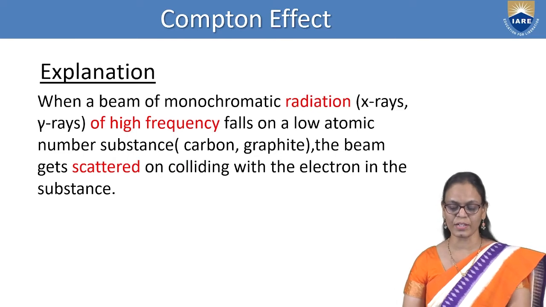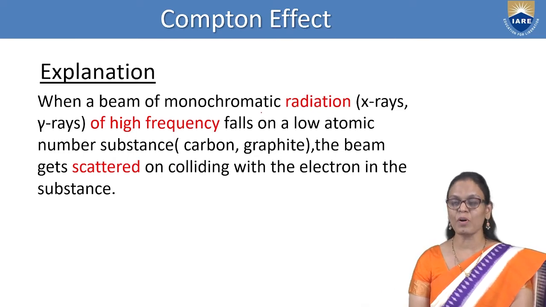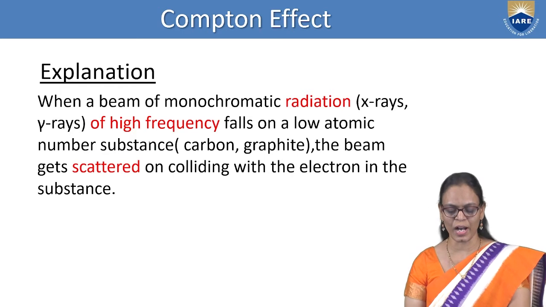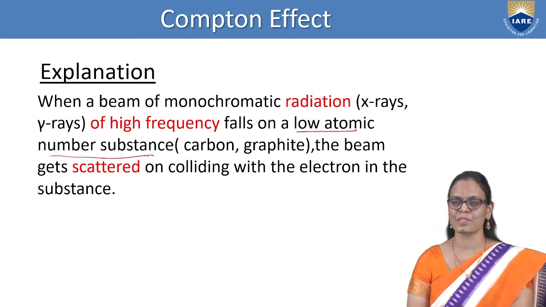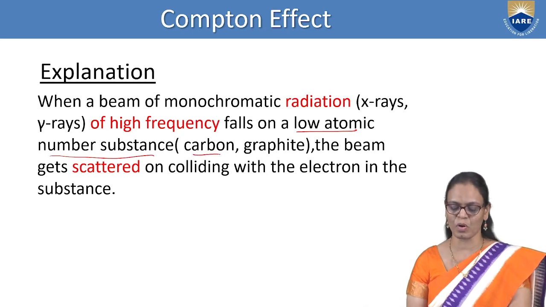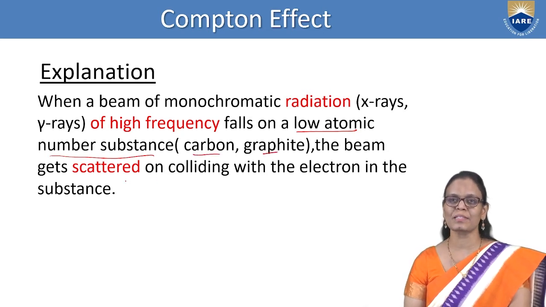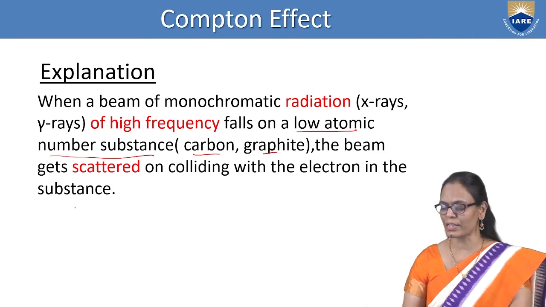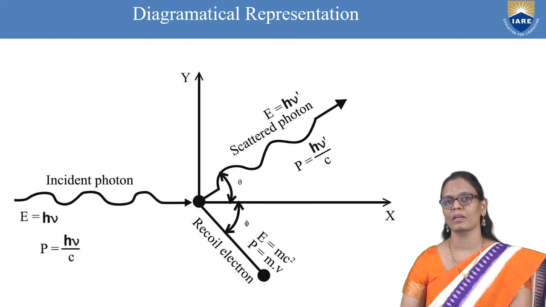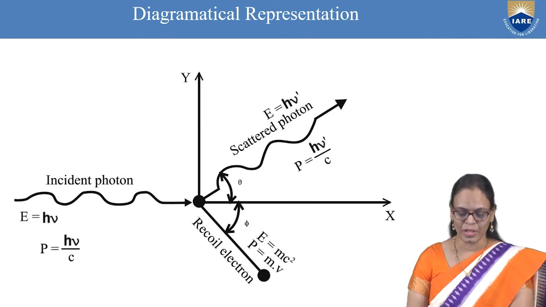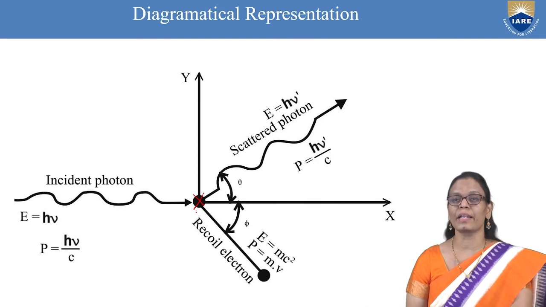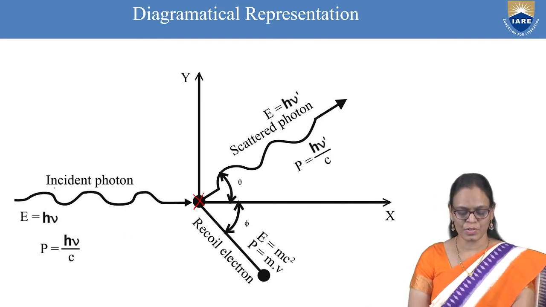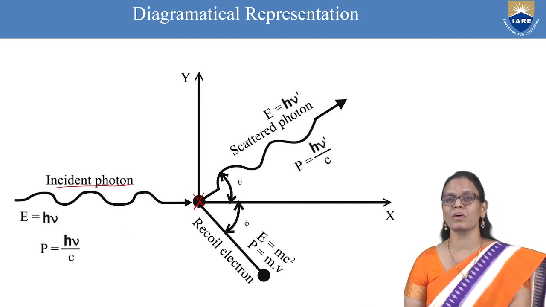So how do we understand it? When a beam of monochromatic radiation of high frequency falls on low atomic number substances like carbon or graphite, the beam gets scattered on colliding with the electron. So whenever there is a collision, see here, this is the substance. You consider there is an electron in that substance. So a photon is incident on it.